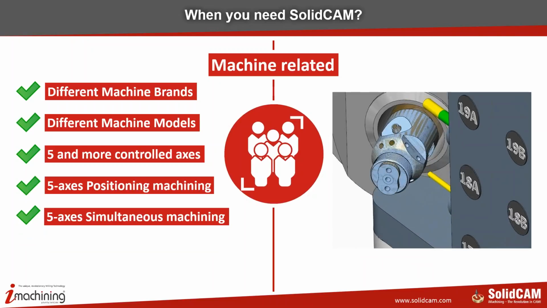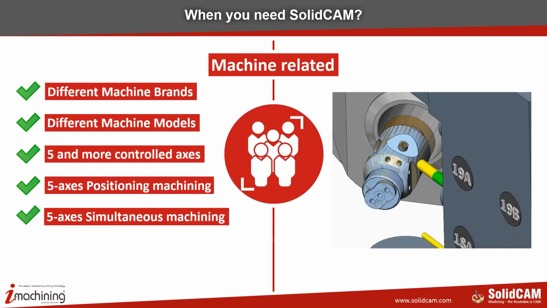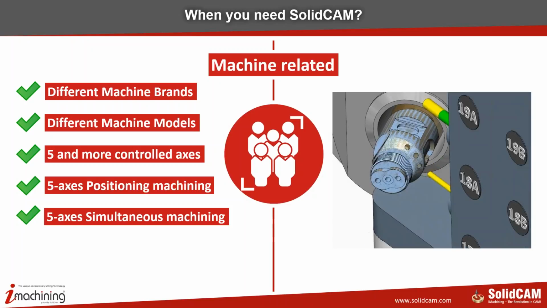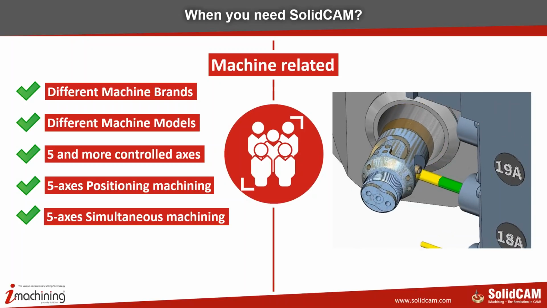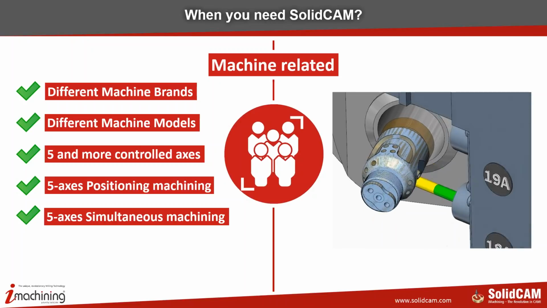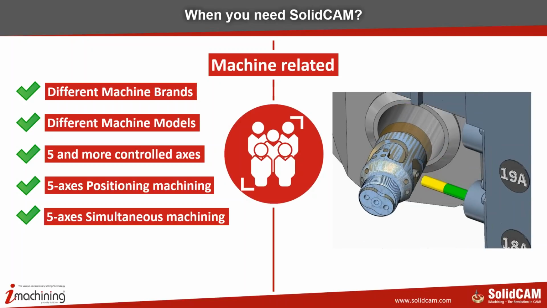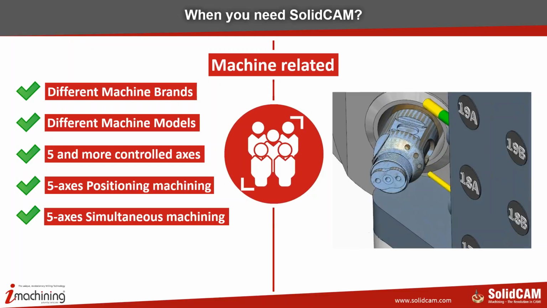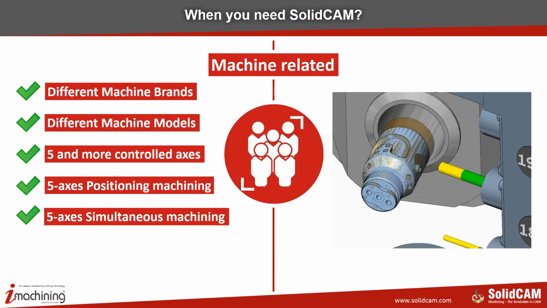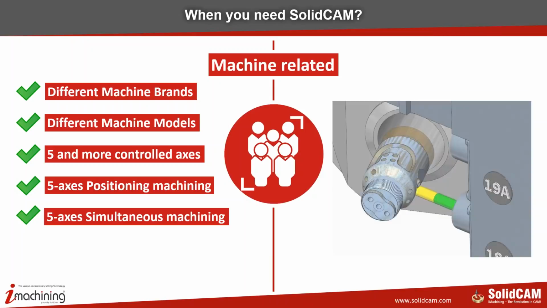Just on the right side, I put a small video. I'm not sure how smooth it will look on the GoToMeeting, but basically it's all right. So basically it's 5-axis simultaneous and positioning that is, in most cases, impossible to program manually. In that case, you simply need CAM.